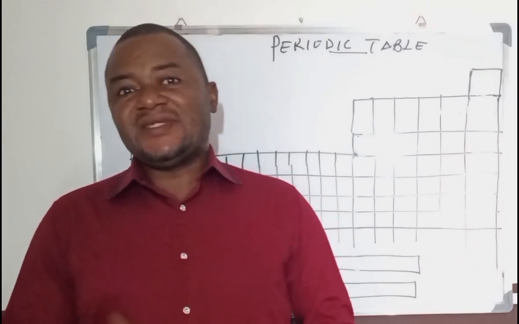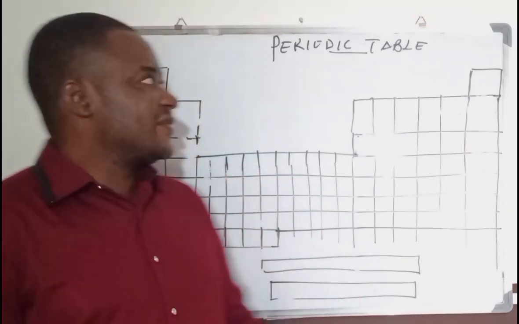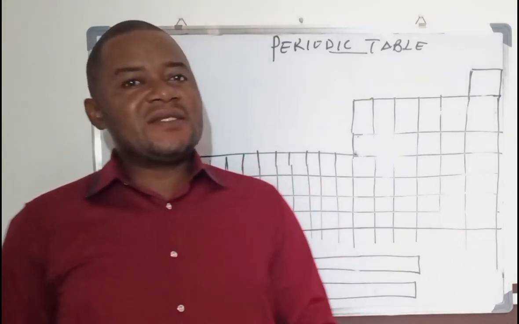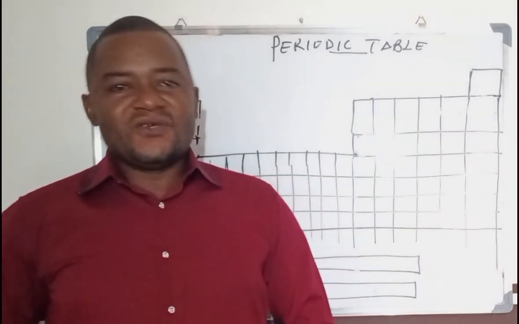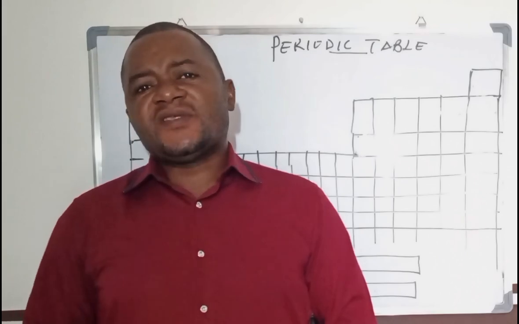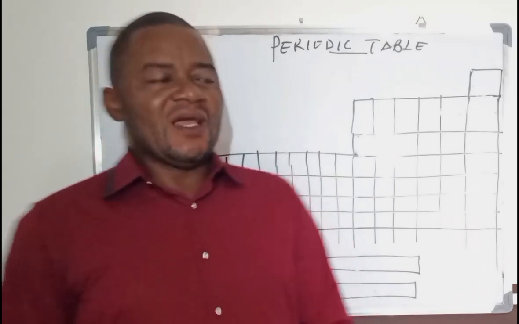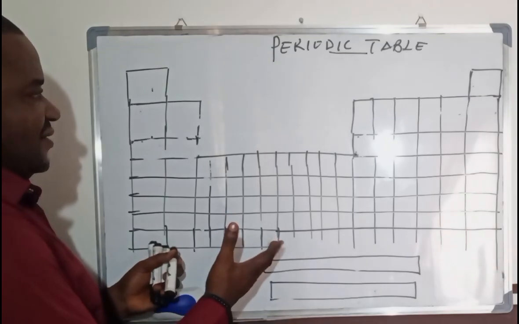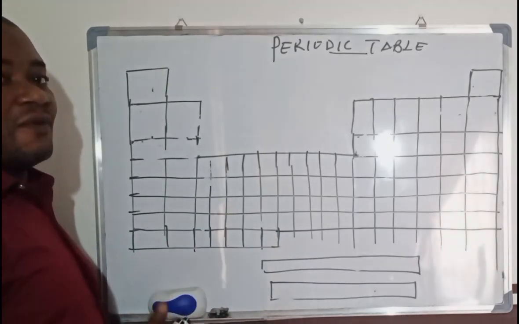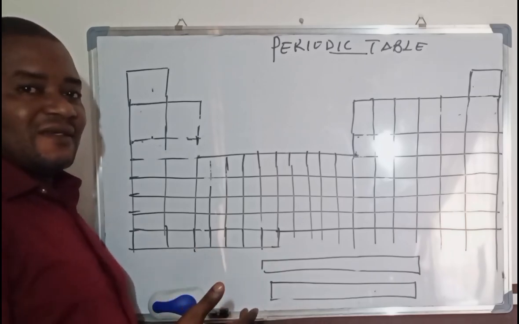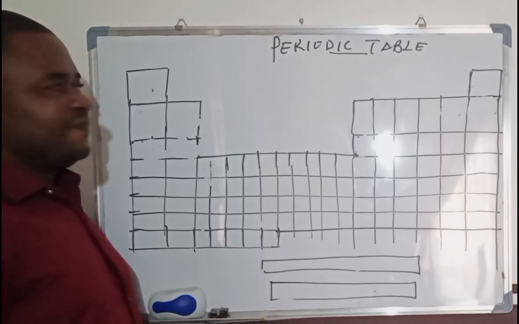I'm Dr. B. Today I'm going to take us through the periodic table. We are going to see how the periodic table is being described. So we're going to describe a few properties of the periodic table that would be of interest to us. Now the periodic table looks like this. We are going to fill in some of the elements in the periodic table to be able to explain the trends in the periodic table.